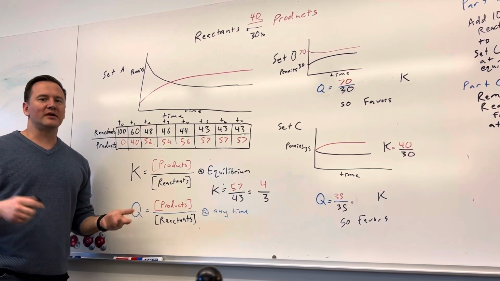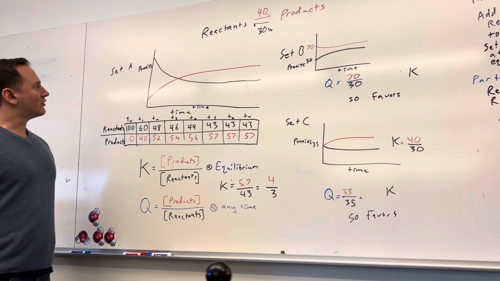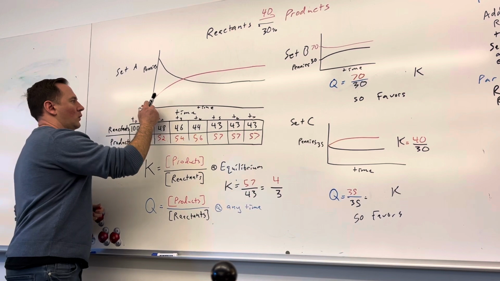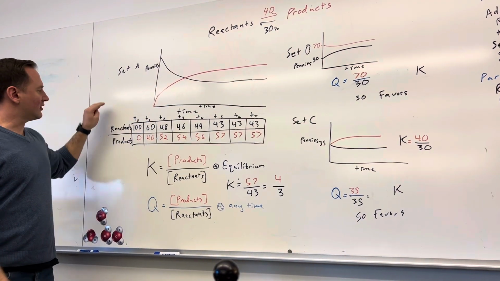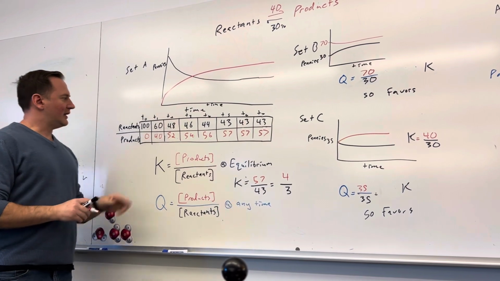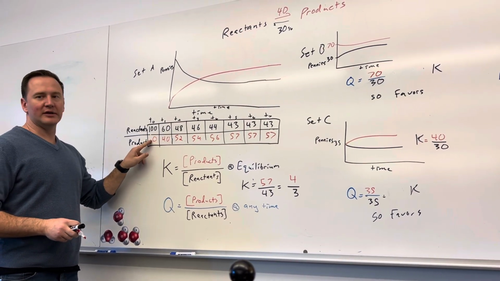Hopefully by the end of this video, you have a pretty good understanding of what equilibrium actually is. So for our first data set, we started with all our pennies on the reactant side. At time 0, we would have 100 reactant pennies and 0 product pennies.